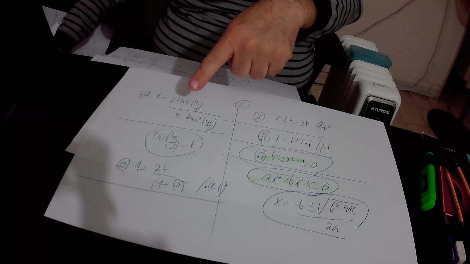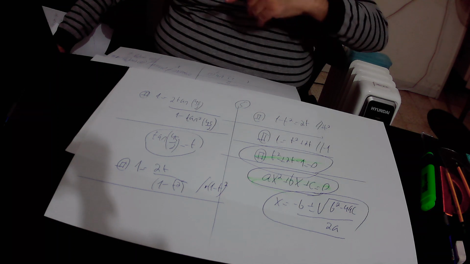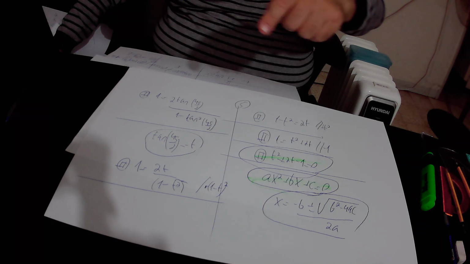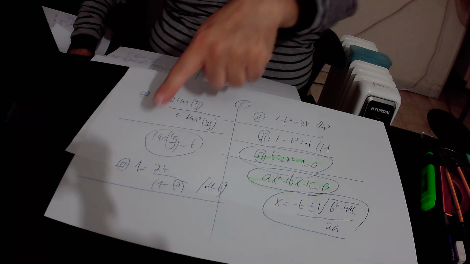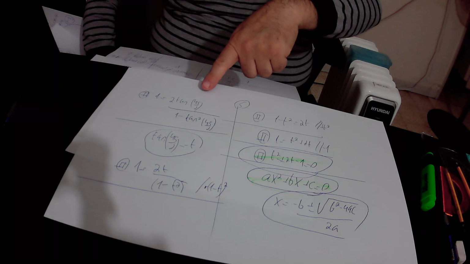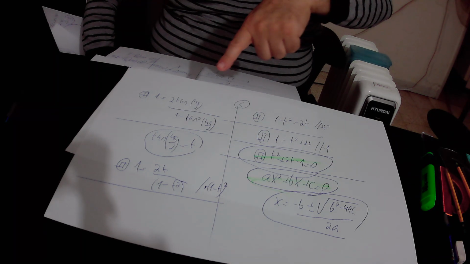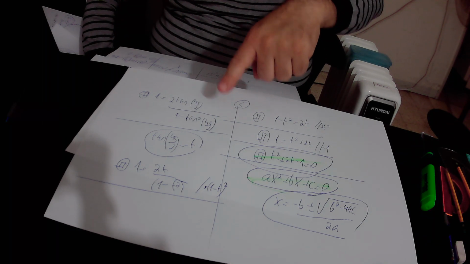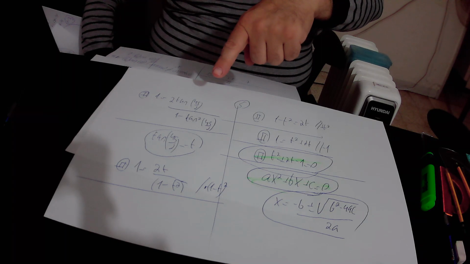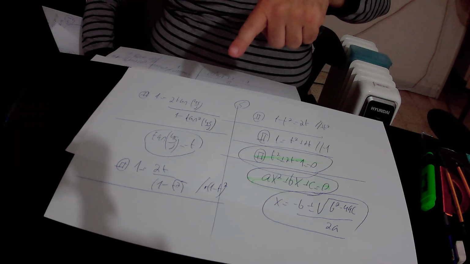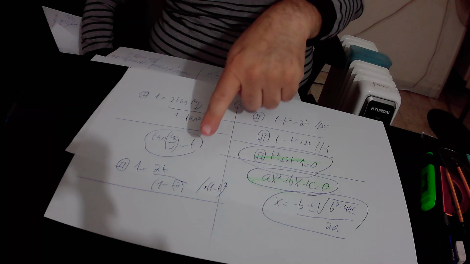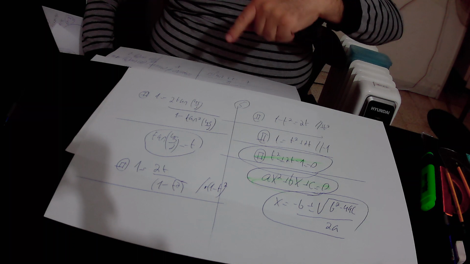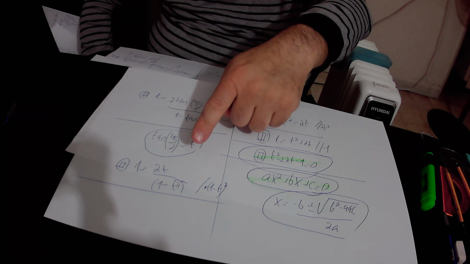Then we defined tangent 45 over 2 degrees as t, and we substituted it in this equation number 2, and found out that 1 equals 2t over 1 minus tangent squared 45 over 2 degrees. If tangent 45 over 2 degrees is t, then tangent squared 45 over 2 degrees is t squared. So in the denominator we have 1 minus t squared. So according to equation number 2, 1 equals 2t over 1 minus t squared.